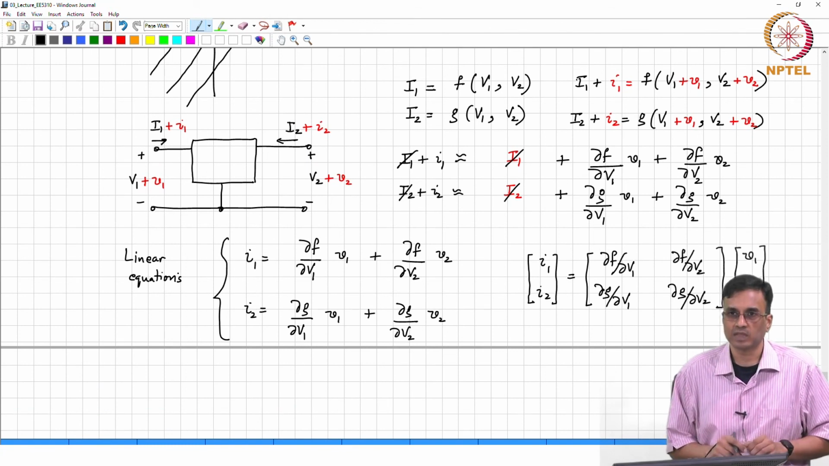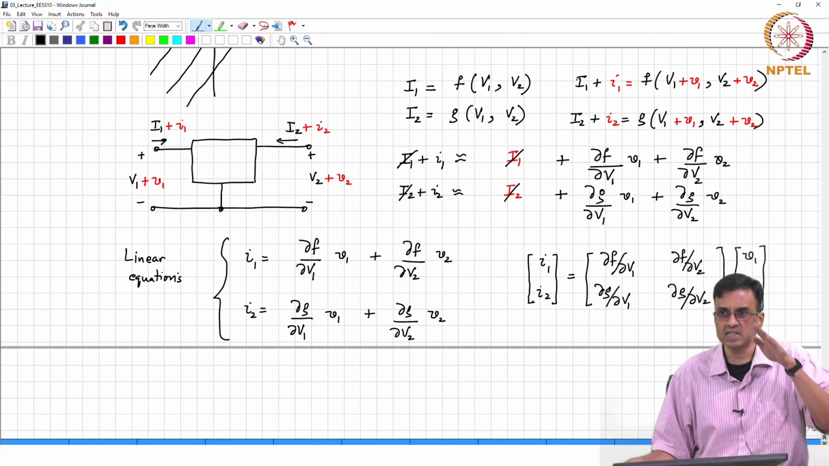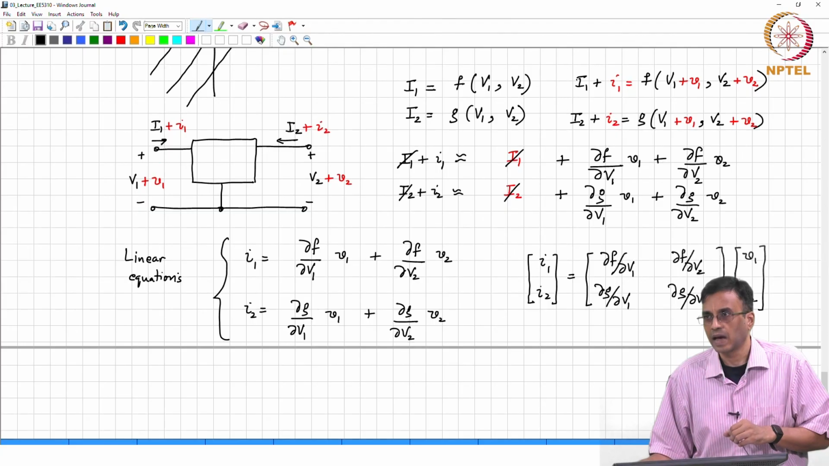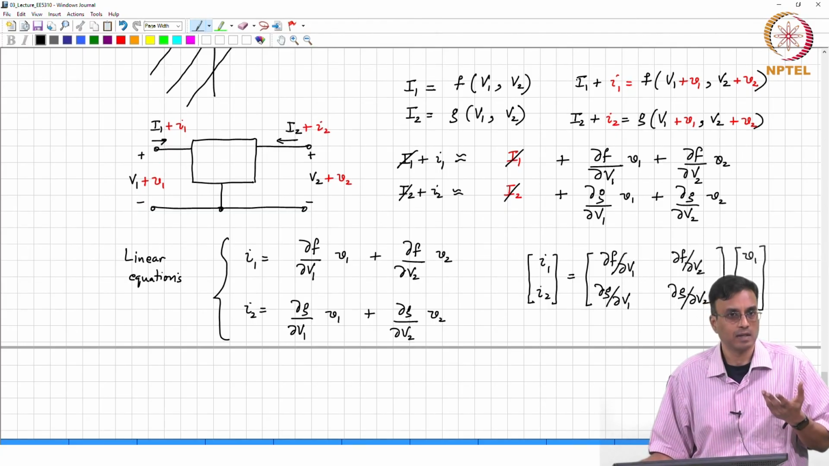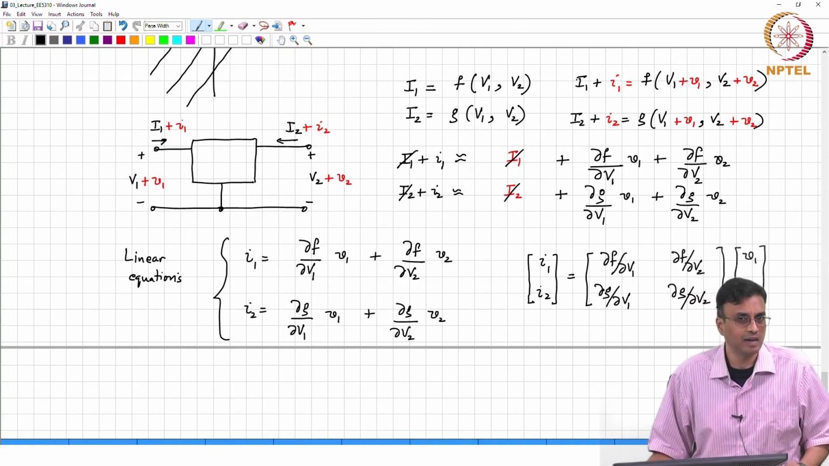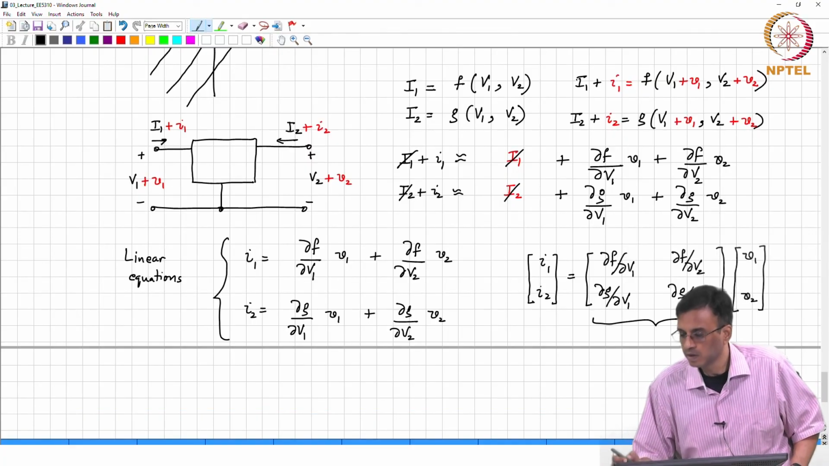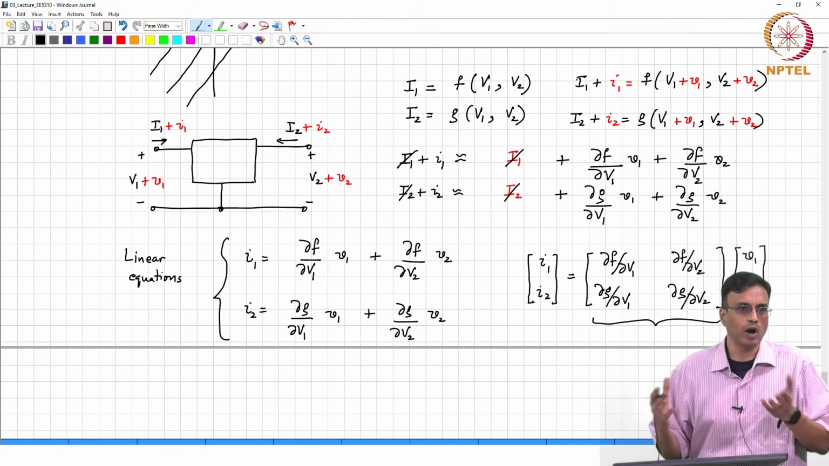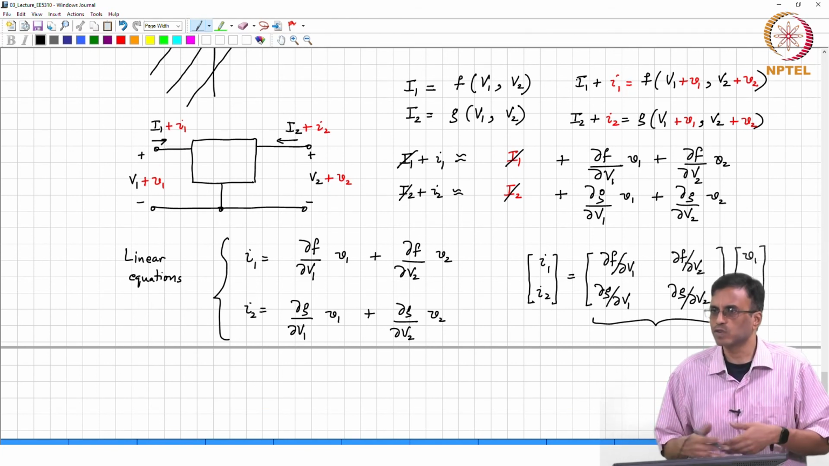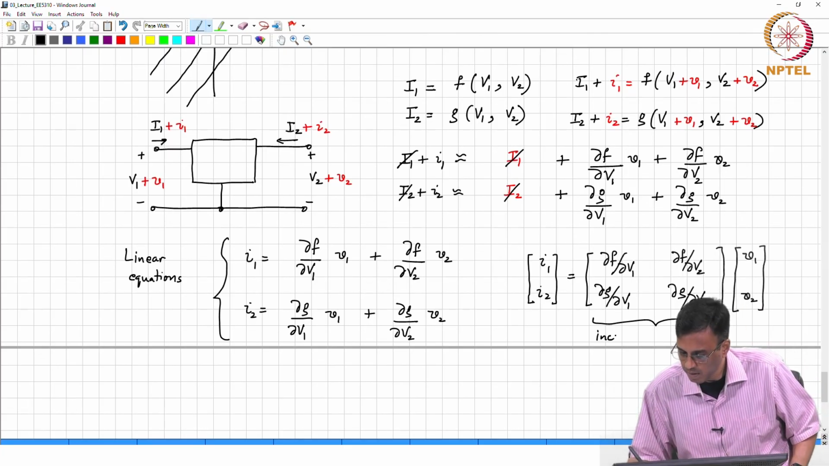And using our experience with the two terminal nonlinear element, where we called the ratio of the change in current to the change in voltage, what did we call that? The incremental conductance or incremental admittance. Now, what are we going to call this matrix? Earlier we called it the admittance matrix or the Y matrix. Now, we should call it the incremental Y matrix.